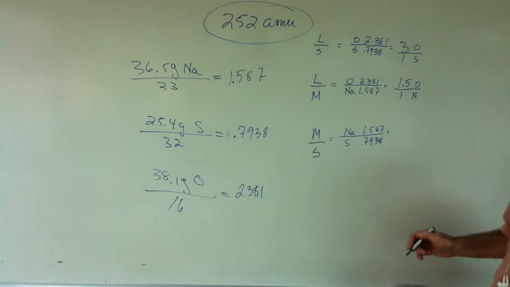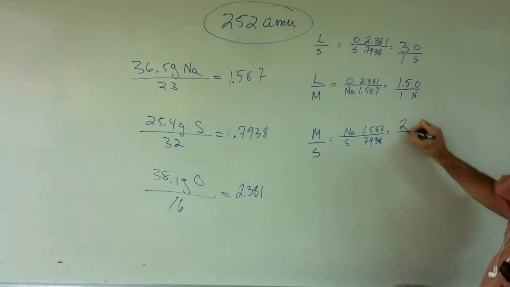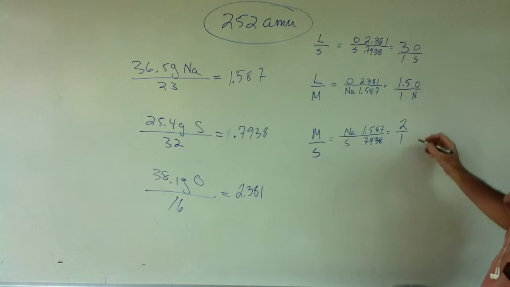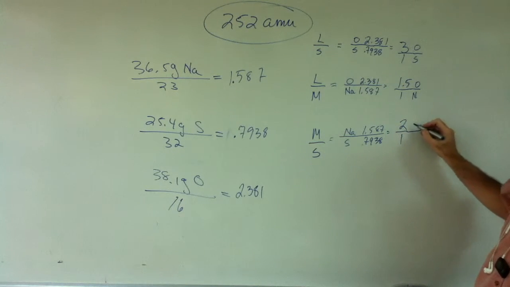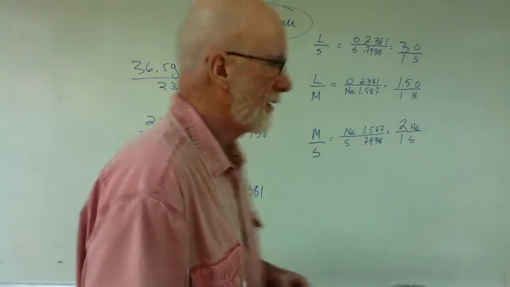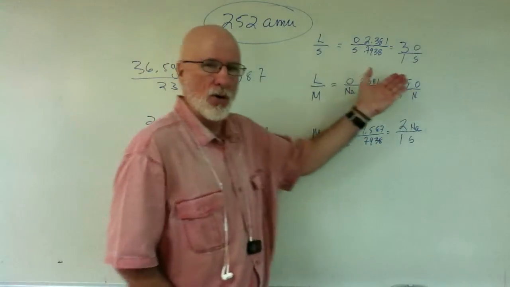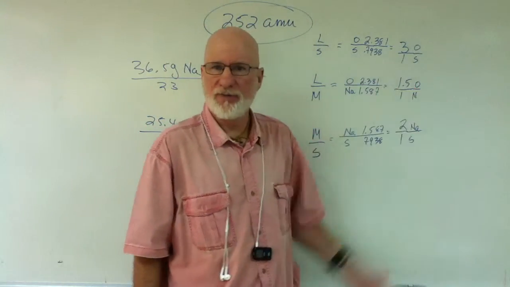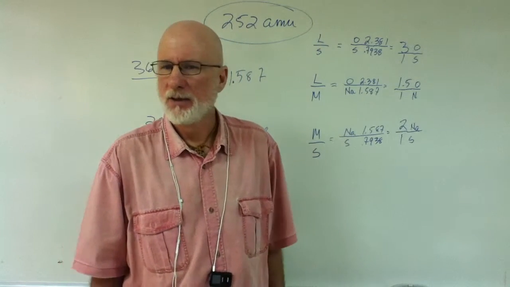What is it? Just 2? Remember, it's 2 over 1. That's important. And that's going to be what? Sodium over sulfur. Correct? Are you okay with that? Now, you need whole number ratios. Can you use 1.5? No. Round it up to 2?